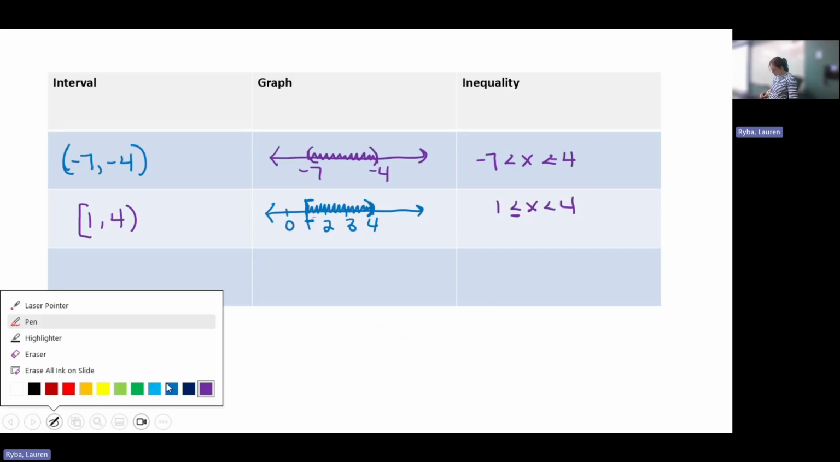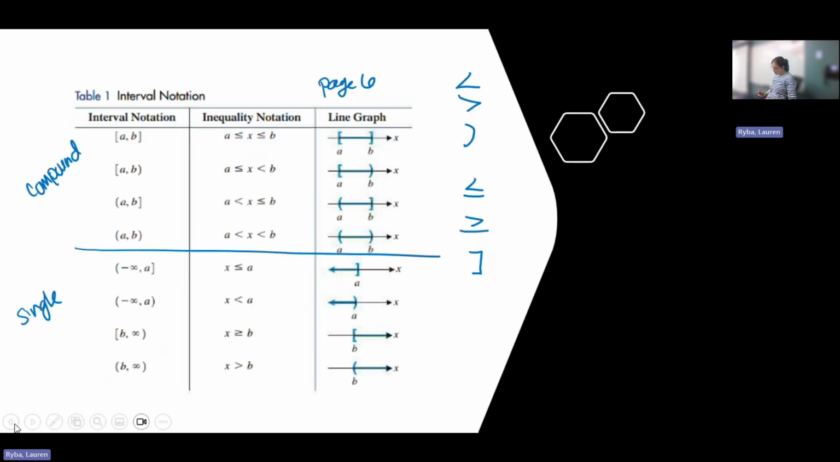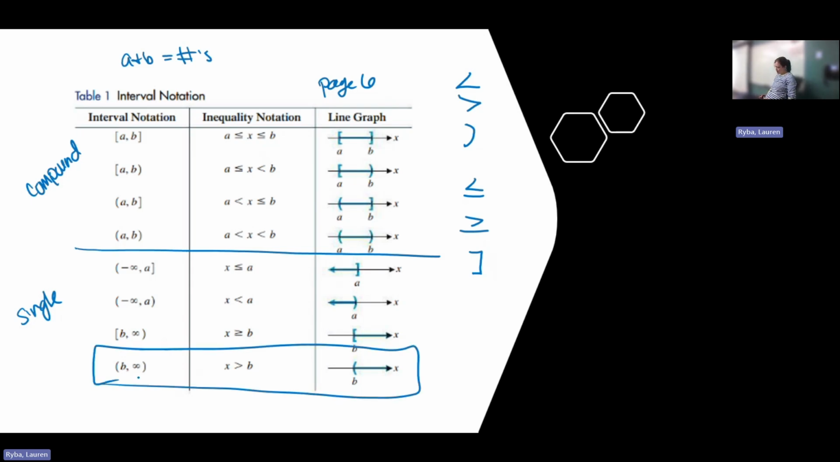All right, so this last one, I'm going to give you the inequality to start with. X is greater than 2. All right, so this is a single inequality. There's only one number. So if I look down here, I can find x is greater than a number, where A and B are your numbers. I'm working with this one down here, so that's how I'm going to write it.